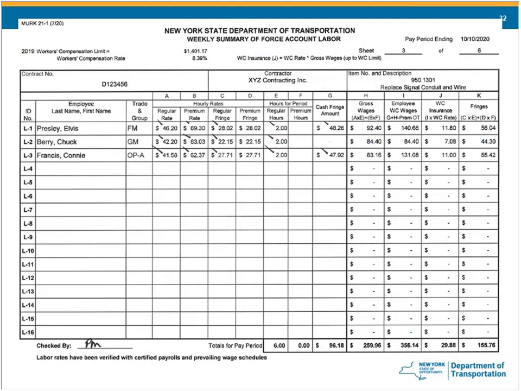Here's the first labor summary. I love to see check marks. Tells me somebody actually made an effort to verify hours, rates, cash fringes. Everything to the left of that bold line between G and H, the contractor will fill in. Everything to the right of that line is auto-calculated.